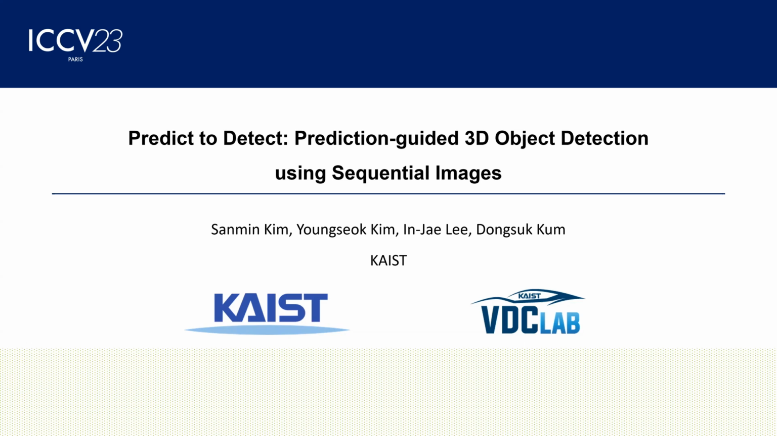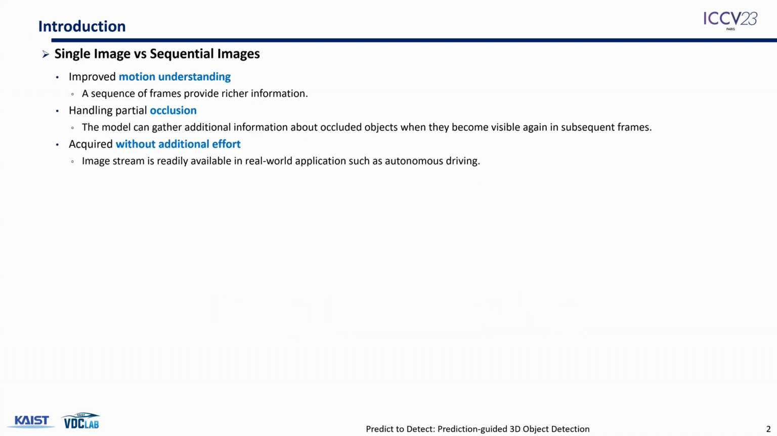Hello everyone, I'm Sanmin Kim from KAIST, and I'm going to present our work, Predict to Detect, Prediction-Guided 3D Object Detection using Sequential Images. Sequential images offer several advantages over single image.